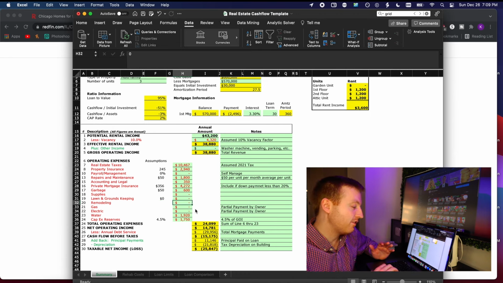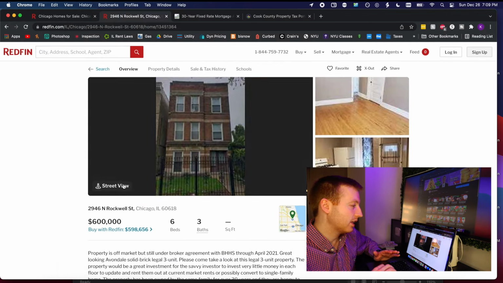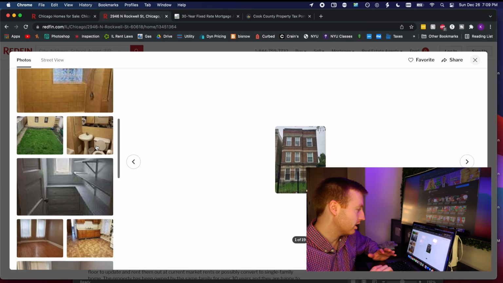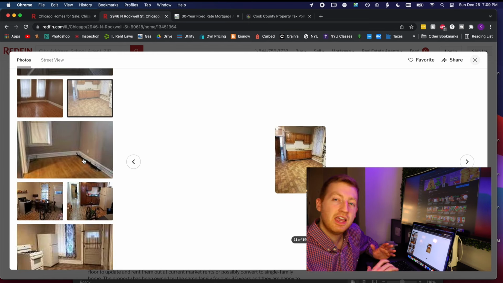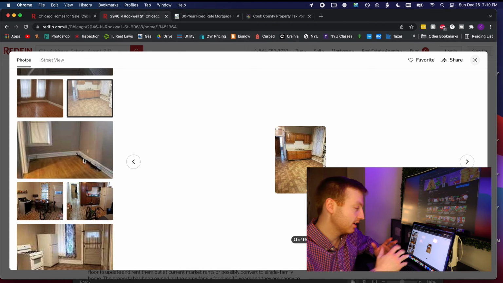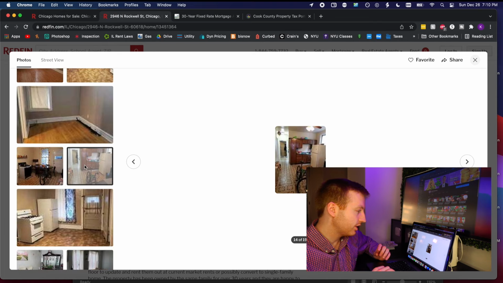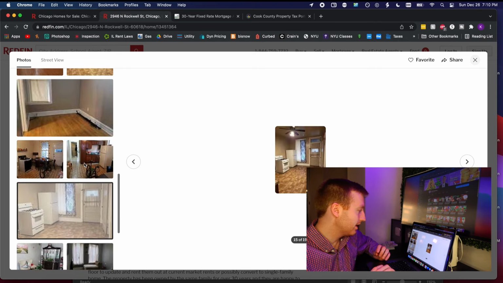Remodeling. So if you're planning on remodeling any of it, I would take a look at the pictures. Some of them, like the kitchen right here, could really use a remodel. And one thing to take into account, if you remodel it, you're gonna be able to get higher rents. So the kitchens are pretty bad.